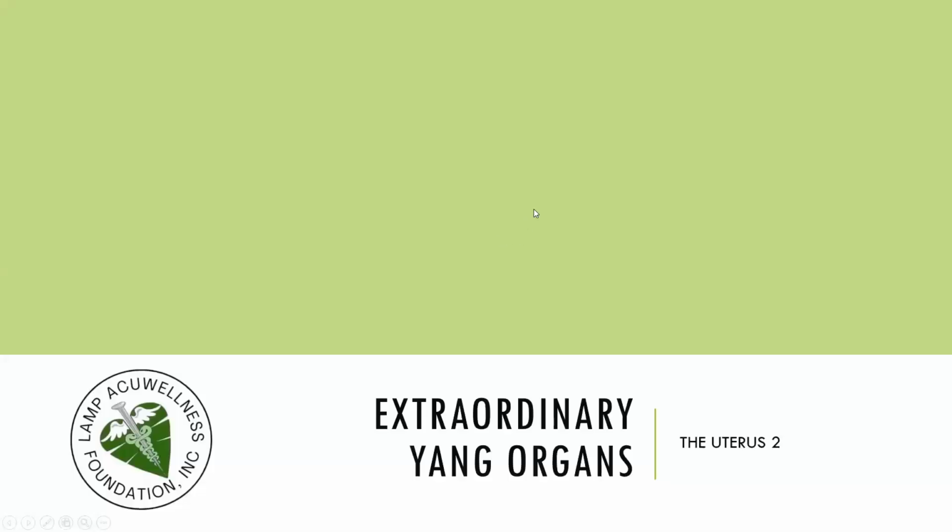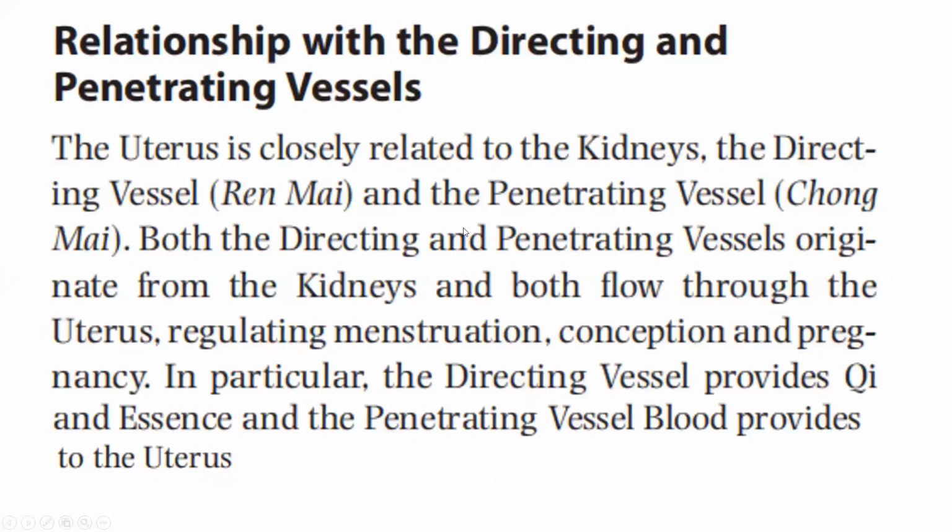Let's discuss the extraordinary yang organs, the uterus, part 2. Relationship with the directing and the penetrating vessels. The uterus is closely related to the kidneys, the directing vessel, the renmai, and the penetrating vessel, chongmai. Both the directing and penetrating vessels originate from the kidneys and both flow through the uterus, regulating menstruation, conception, and pregnancy. In particular, the directing vessel provides qi and essence, and the penetrating vessel provides blood to the uterus.